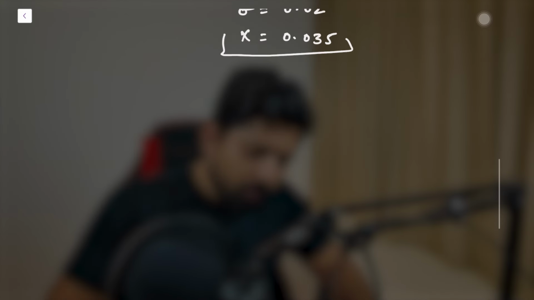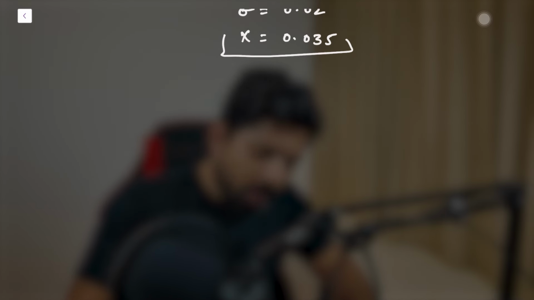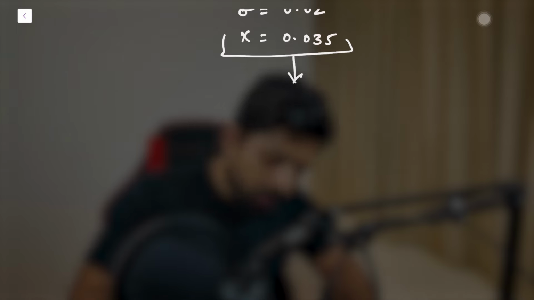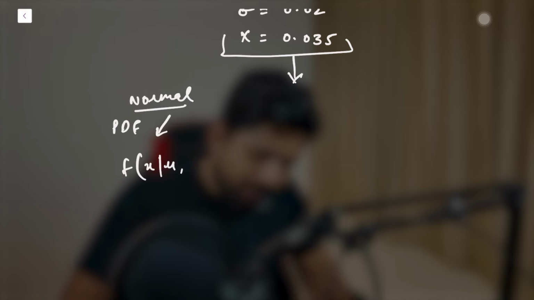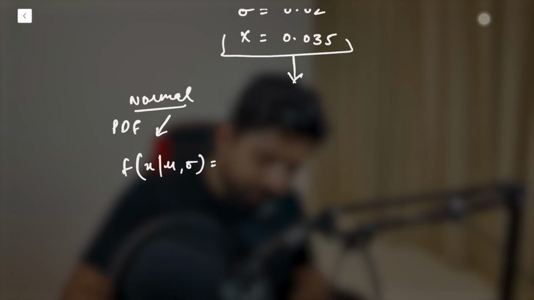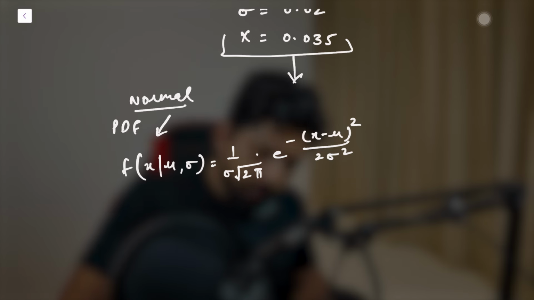So let's say the first option is to apply the formula of PDF and CDF. We know the PDF for the normal distribution, F of x given mu and sigma, is equal to 1 over sigma root 2 pi, then e to the power of minus (x minus mu) squared over 2 sigma squared, right?